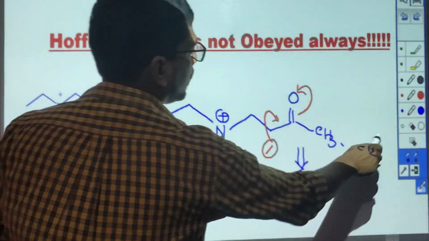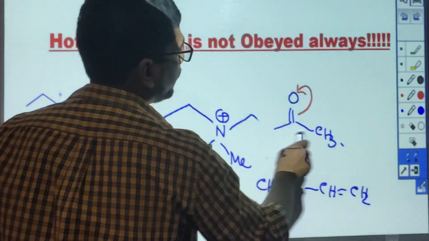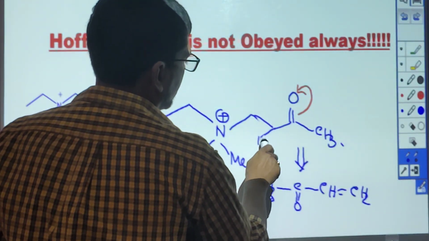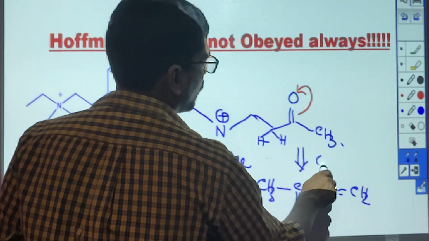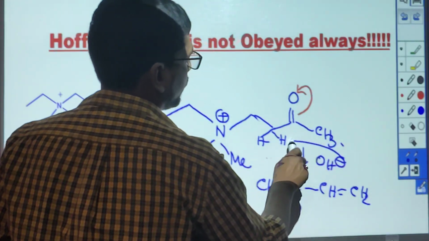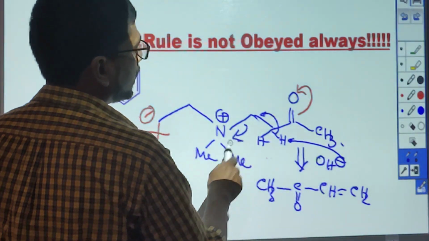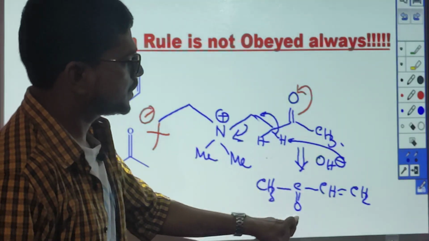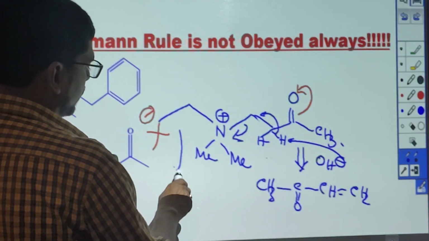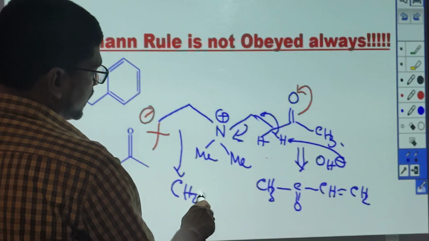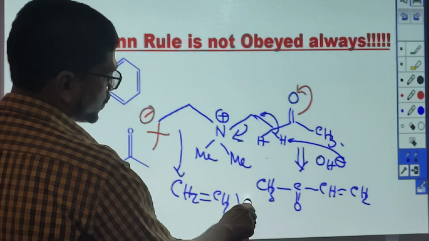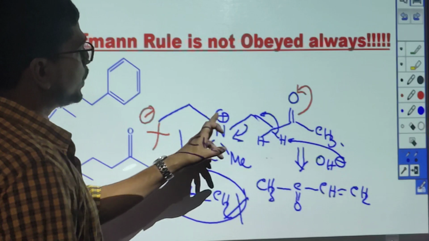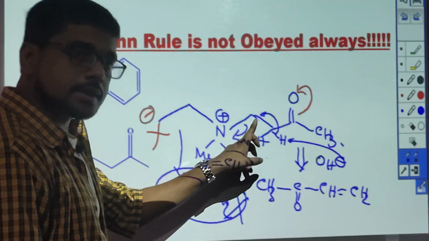Let me show you that one. Don't worry. This is my H, this is my H. So OH minus grabs the proton from here, so the double bond takes place here. So CH3CO, CH double bond CH2. One more product from this side, you will be getting CH2 double bond CH2. That won't be the major product because this is the more acidic hydrogen.